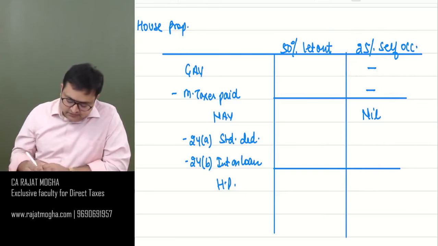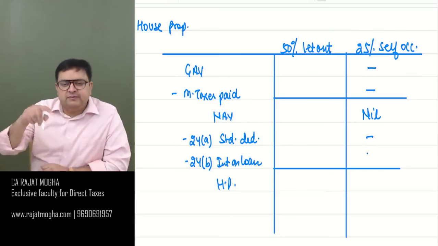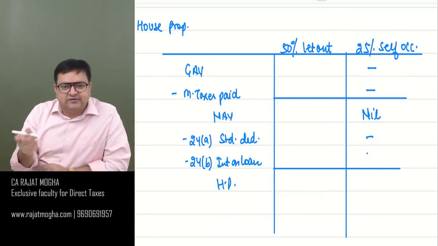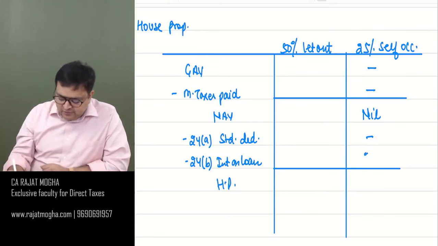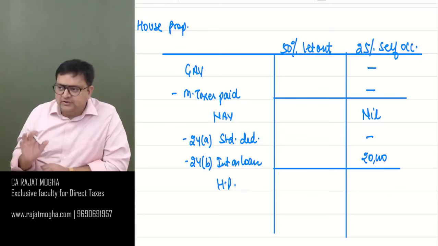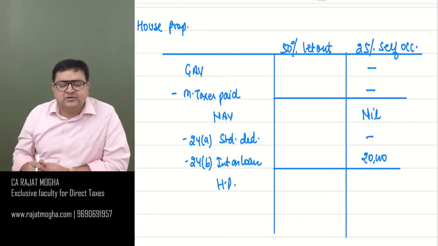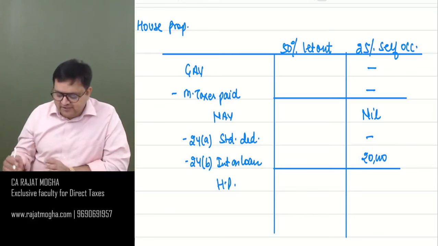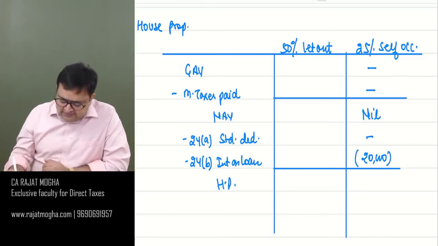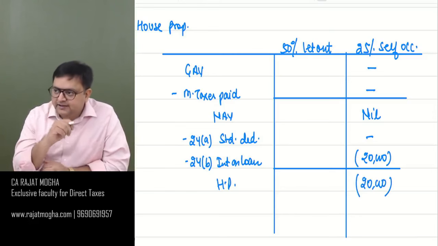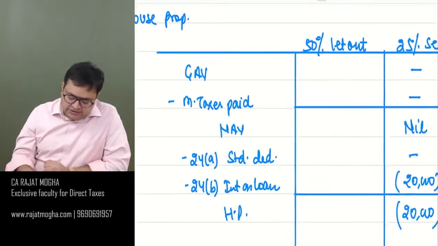So standard deduction is 0. And there is also interest on loan. Remember 80,000 was the total interest. So for this, 20,000, sorry, 20,000 would be the loan. And up till 2 lakh, we are okay with it. So this is giving me a negative house property of 20,000 rupees. Correct? Okay.